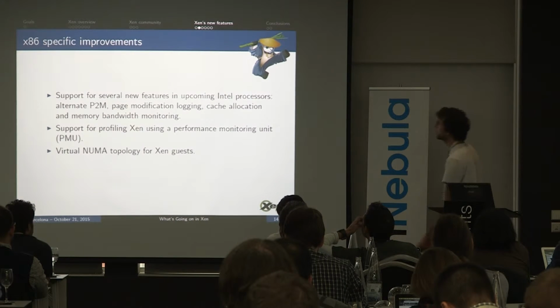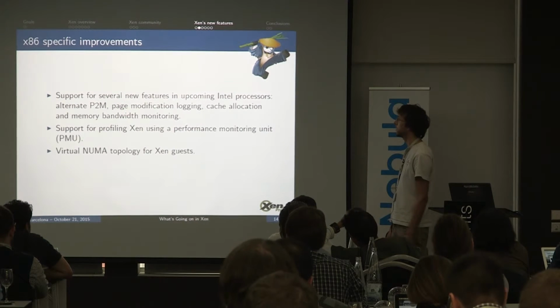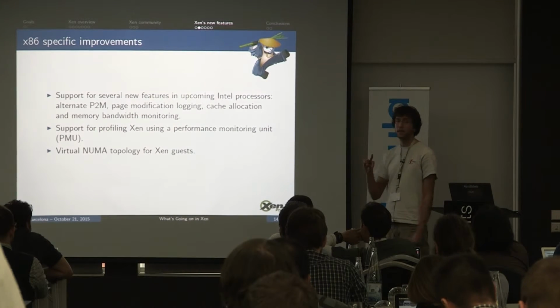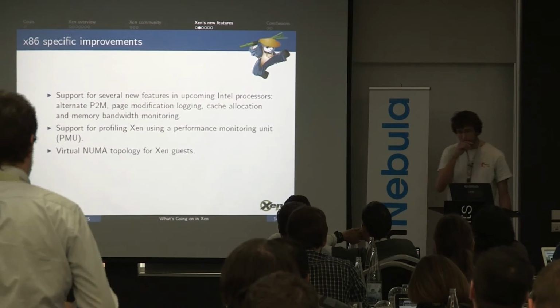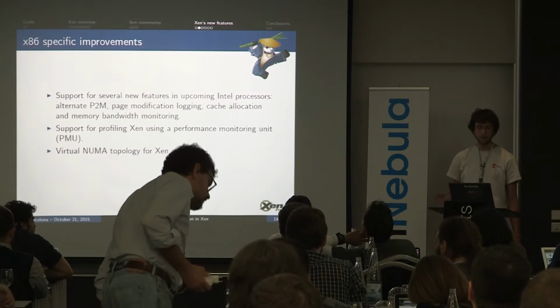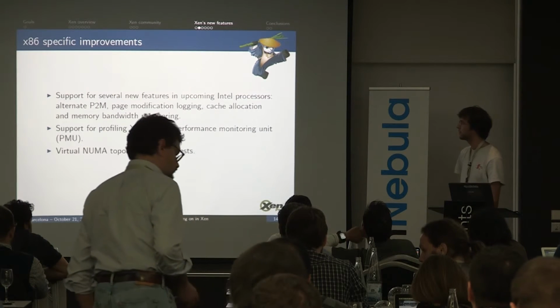On x86, we have quite a lot of improvements related to Intel processors. We added support for something called alternate P2M. This allows you to switch the second stage translation of the guest using several tables. This is something very specific to Intel, and it's also used for memory introspection, basically.